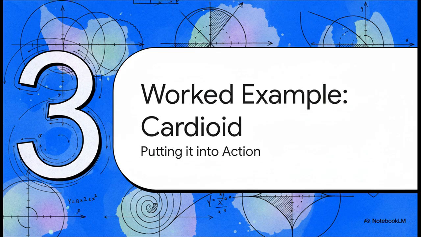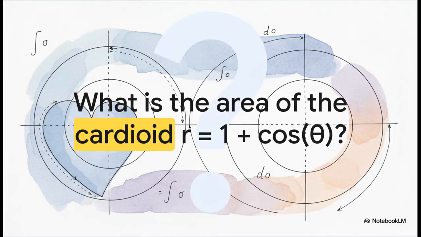Okay, let's put this process to the test. We're going to start with a classic shape you will absolutely see in your calculus course, the cardioid. So here's our mission. Find the total area inside the cardioid defined by r equals 1 plus cos theta. And you can see why they call it that, right? It's literally a heart shape. So how do we do it?